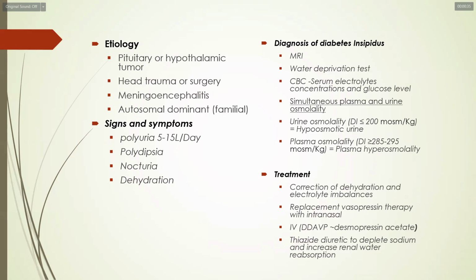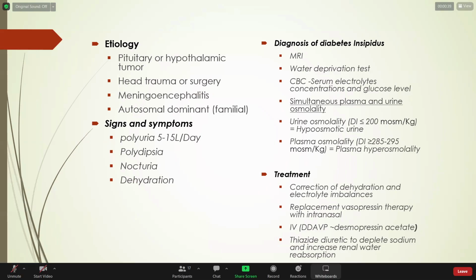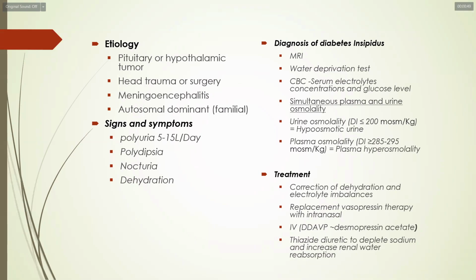وصلنا لعند التريتمنت للدي اي. أول إشي بنسوي كوركشن للديهايدريشن للإلكترولايت إمبالانسز، بعدين بنسوي ريبليسمنت للأي دي اتش أو الفازوبريسين، وبعديها بنعطيهم ديزموبريسين أسيتات intravenously، وممكن نعطيهم thiazides to deplete sodium and increase renal water reabsorption. Next.